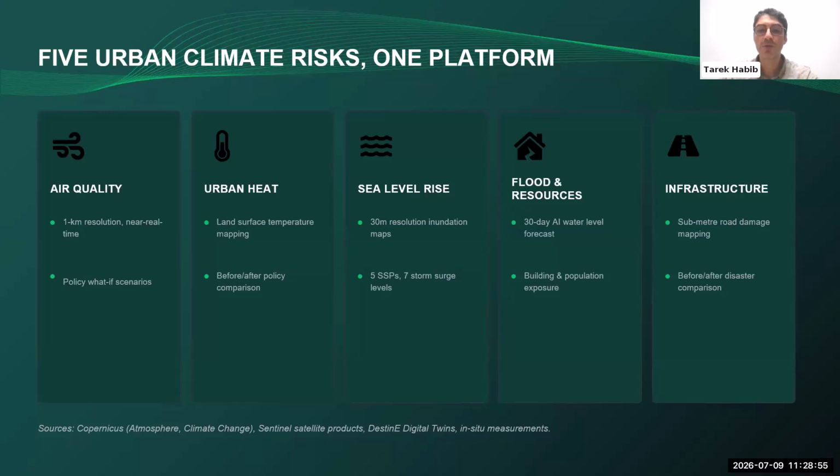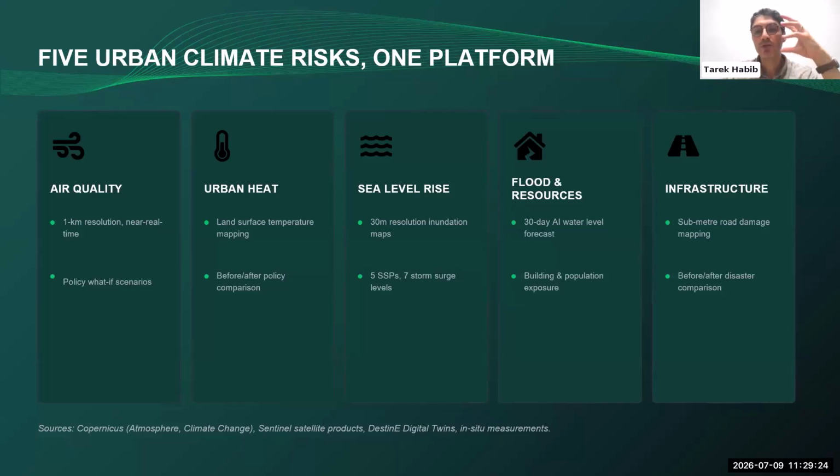Sea level rise, we have 3-meter resolution inundation maps that support the 5 SSP scenarios with 7 storm surge levels, different levels, to see how coastal areas will be impacted by sea level rise, be it in an extreme event modeling or natural climate change induced sea level rise scenarios.